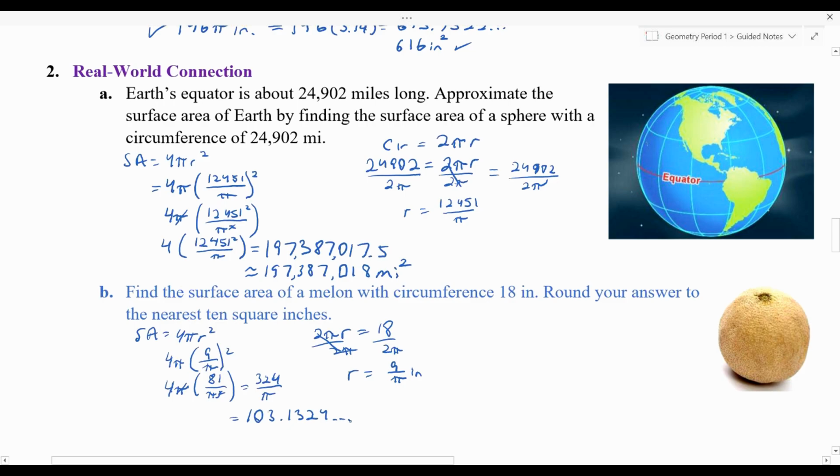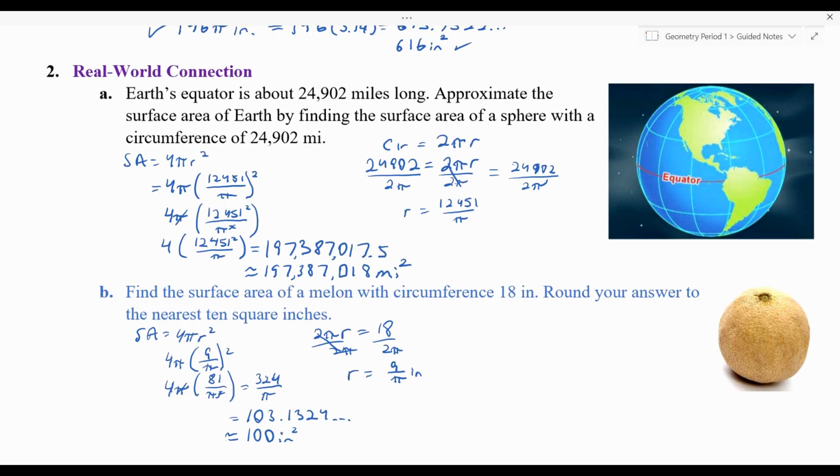But the answer says to the nearest 10 square inches. What this actually means is, can we round this up to a multiple of 10? So 103 is very close to 100. So this will be approximately equal to 100, and this is going to be square inches. And that is the approximate surface area of the melon here, that happens to have a circumference of 18 inches.